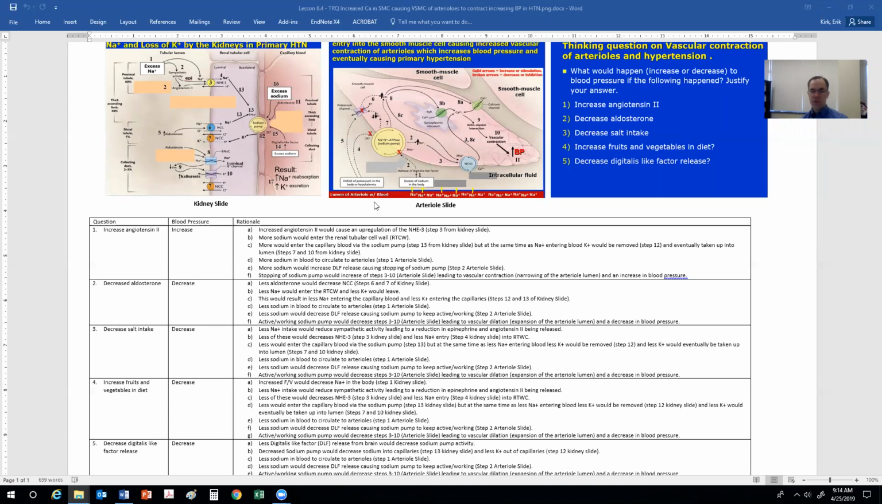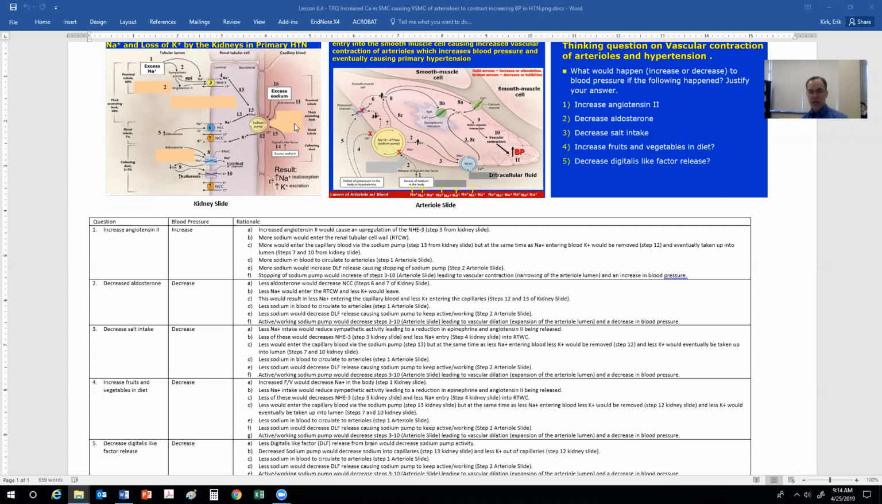So the first question is, what would happen to blood pressure if you increase angiotensin II? Well, you have an increase in blood pressure. And the reason for that is that increased angiotensin II is going to cause an increase in the sodium hydrogen exchanger 3, causing an increase in the uptake of sodium into the renal tubular cell wall and eventually into the capillary blood due to an increased activity of the sodium pump.